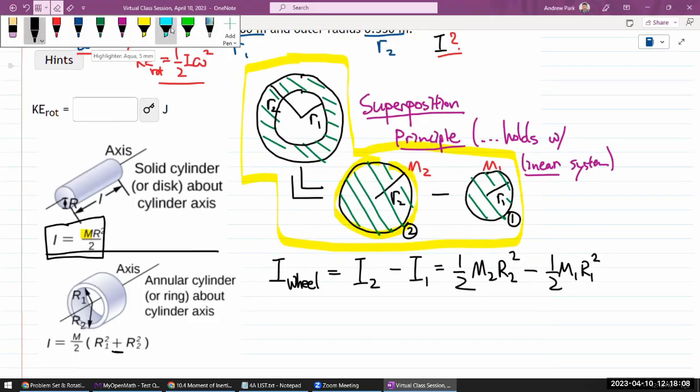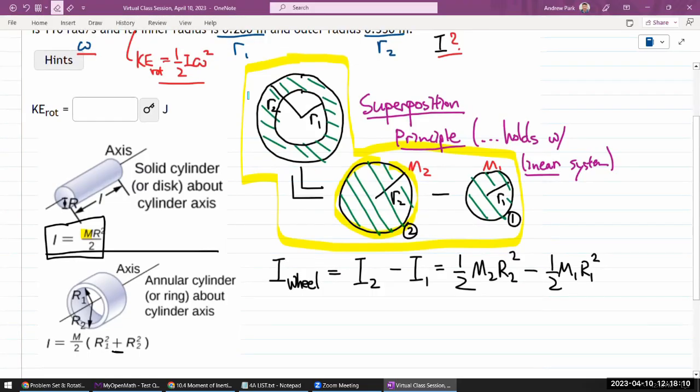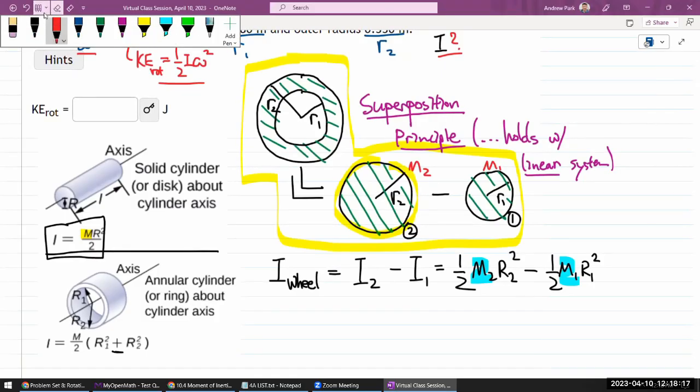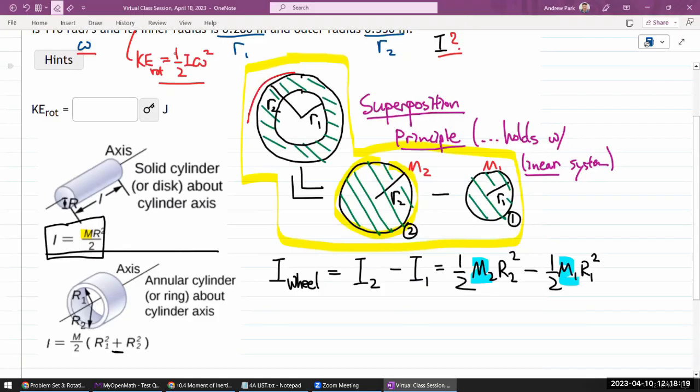For one, we have too many unknowns. We've got these unknowns m2 and m1, and frankly the information that's given to us is neither of those. We are given the mass of the wheel, so let me call that capital M, which, thinking through this superposition principle, would really be M2 minus M1. So, okay.